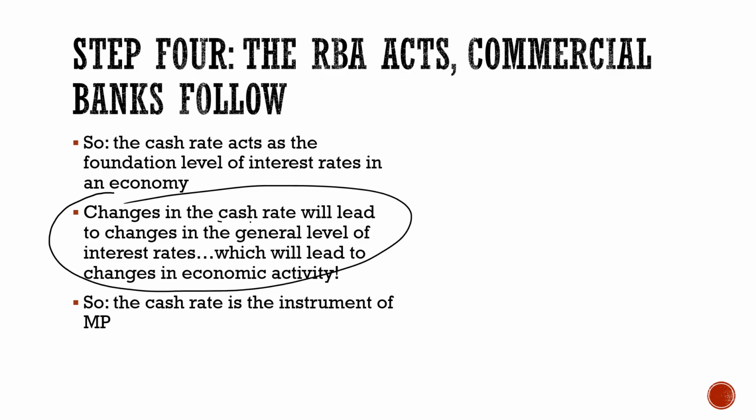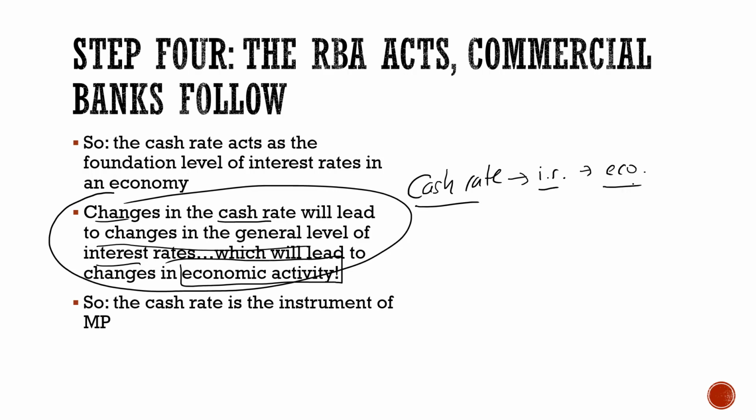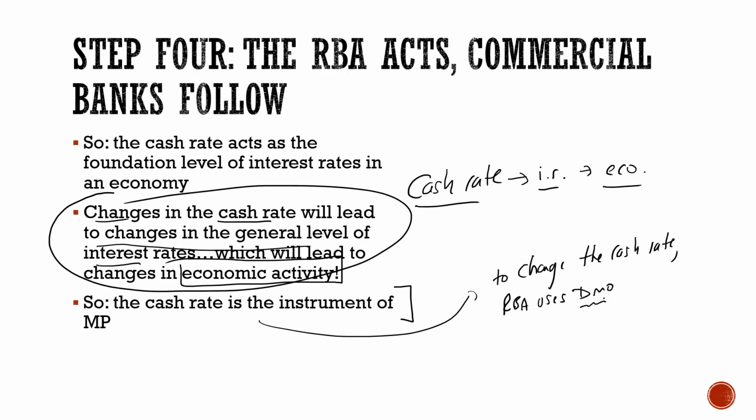So any changes in the cash rate will lead to changes in the general level of interest rates, and that will affect economic activity. So that we see cash rate changes, interest rates change, the economy changes. So the cash rate is the instrument of monetary policy. And to change the cash rate, the RBA uses domestic market operations.